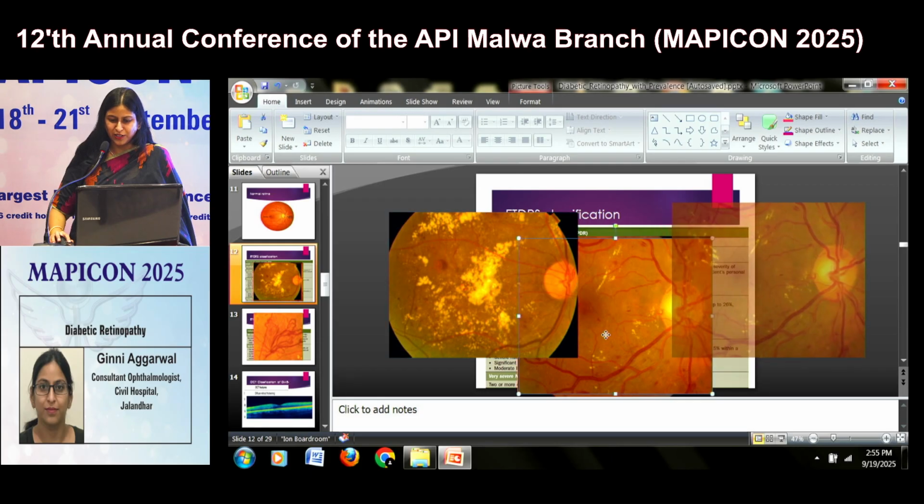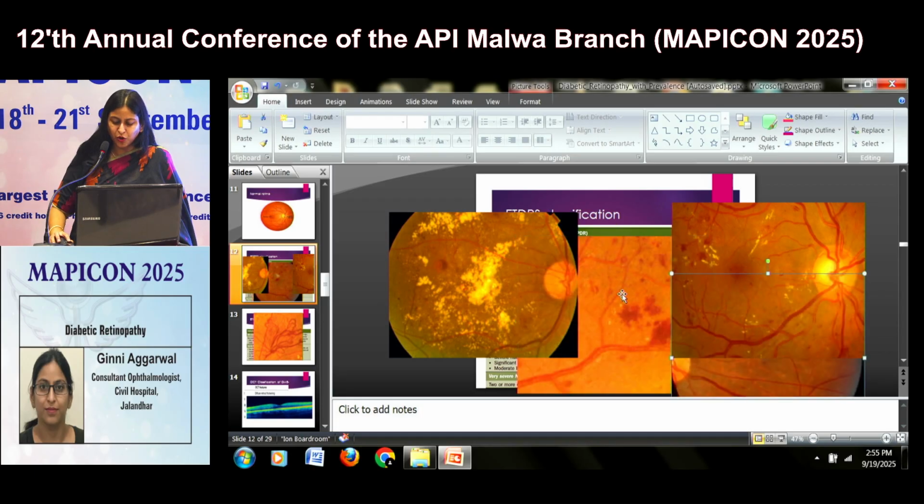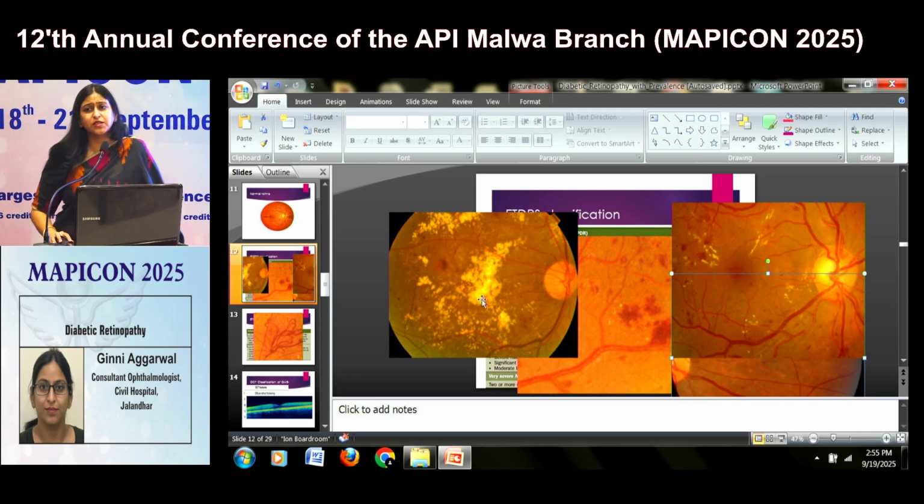So these were actually animations, so I'll just show around. These whitish spots are the cotton wool spots. These are the lipid exudates which follow. These are the hard exudates. What happens is, these are lipid-laden macrophages, and the more the cholesterol of the patient, the more this will cause problems.